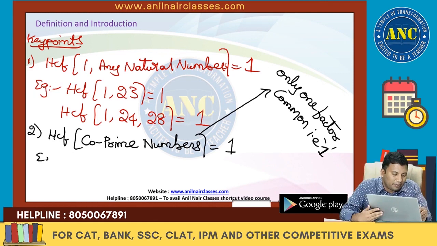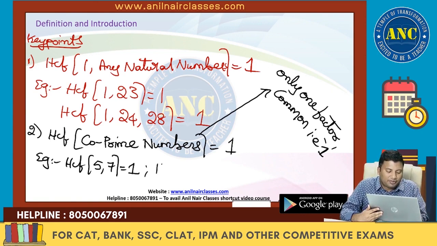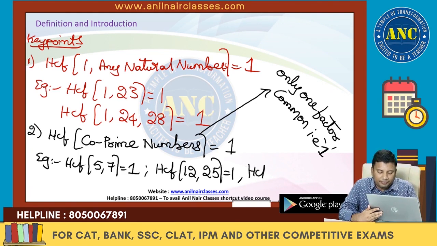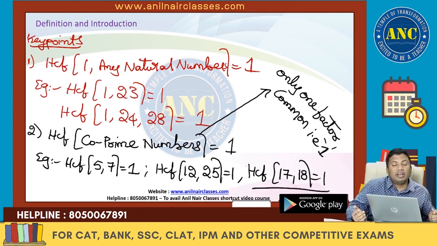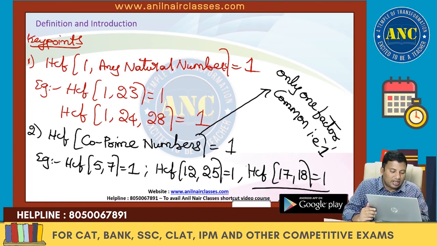For example, HCF of 5 comma 7 is 1. HCF of 12 comma 25 is 1. HCF of 17 comma 18 is 1. Now if you see here, why did I take these three examples?